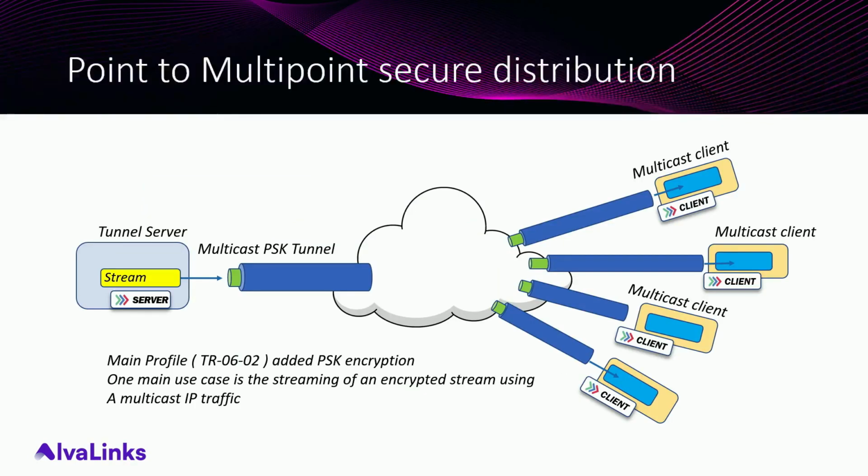This is the point to multi-point distribution option. We send a multicast with PSK. So the IP address is in fact a multicast, and it is encrypted with PSK. And the use case for that is for satellite replacement or multicast ABR, where you want to use a multicast, and here we adhere to that with this implementation.